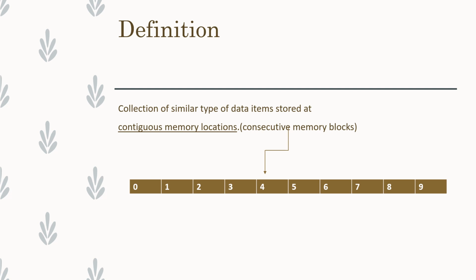First of all, what is the definition of an array? Array is the collection of similar type of data items stored at contiguous memory locations. Contiguous in the sense consecutive, that is presented in sequential manner. As shown in the figure, if we are having 10 elements in array, they will be stored from 0 to 9 in sequential manner, that is one by one, sequentially, consecutively. So that is the main aim why we use an array, is storing the similar type of data at contiguous memory locations.